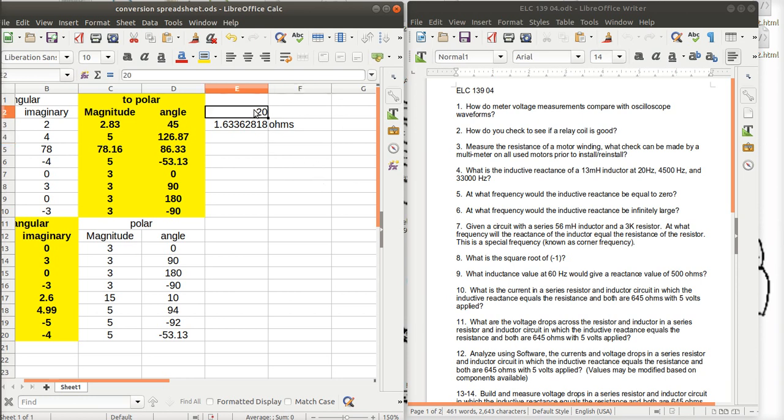Then it says, what's it going to do at 4500 hertz? Well, let's find out. Okay. And then what's it going to do at 33,000 hertz? And I'm not going to do that one.